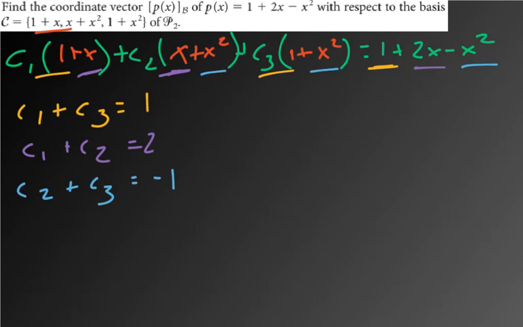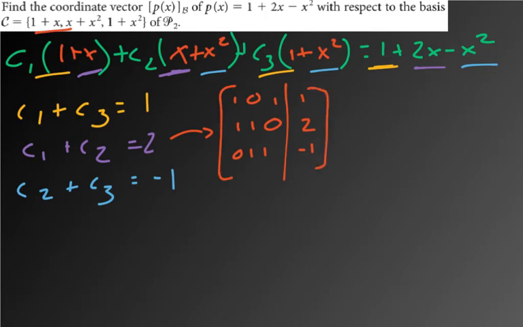And then we get a matrix, right? We can build a matrix of 1, 0, 1, augmented with 1 there. And then 1, 1, 0, augmented with 2. 0, 1, 1, augmented with negative 1. And then we just do standard RREF stuff, okay? If you RREF it, you'll see that C1 has to be 2, C2 has to be 0, C3 has to be negative 1.